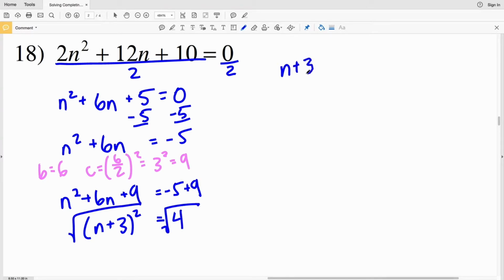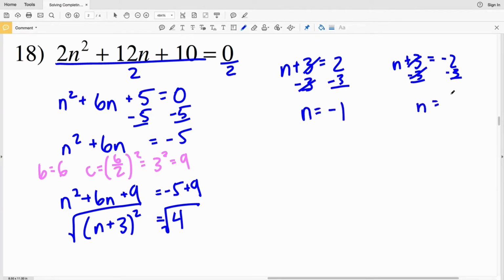So n plus 3 will either equal the positive square root of 4, which is 2, or n plus 3 is going to equal a negative square root of 4, which is -2, since -2 squared equals +4 and 2 squared equals +4. So I'll subtract 3 from each side of both those equations in order to isolate my n. So n will equal 2 minus 3, which is -1, and n will equal -2 minus 3, which is -5. So my solutions for number 18 are -1 and -5.